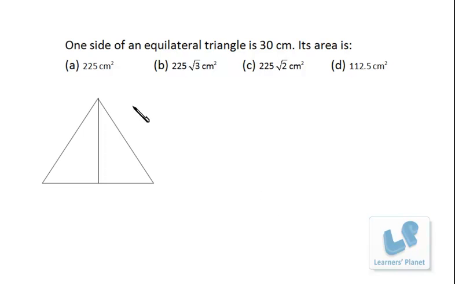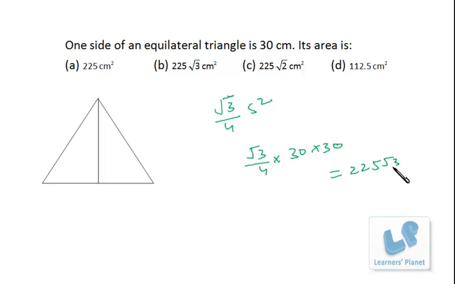Now friends, in this case, one side of an equilateral triangle is 30 centimeter. What is its area? See, there are various methods to find out the area of an equilateral triangle. First of all, we can use the formula root 3 by 4 side square, that is the area of an equilateral triangle. So just put the value of the side over here and you'll be getting the answer. So that is 225 root 3.